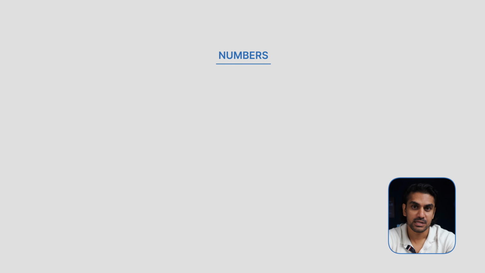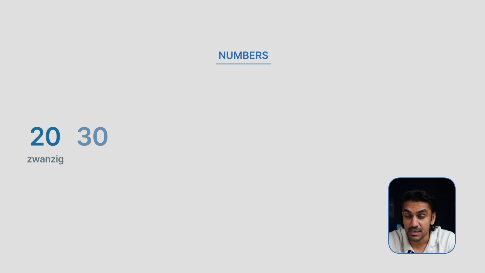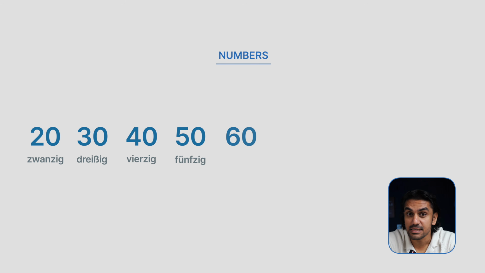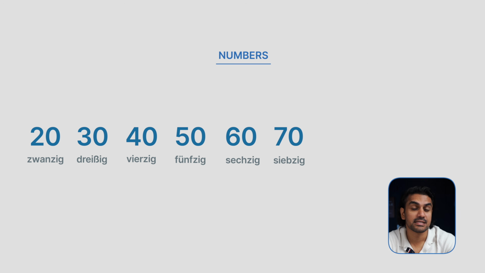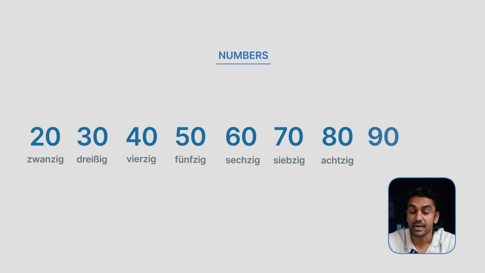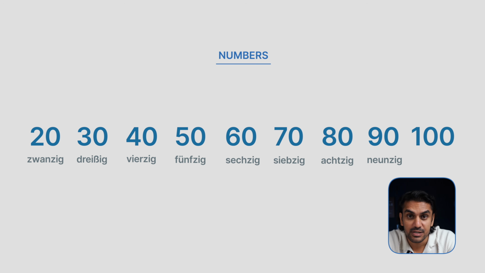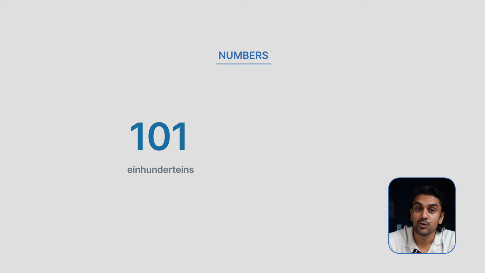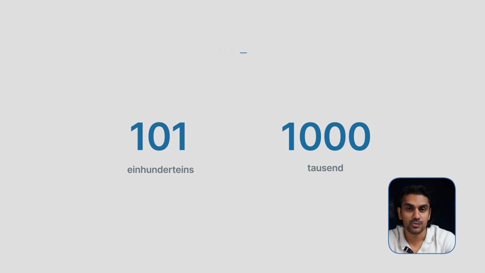Now for the multiples of 10. 20 is zwanzig, 30 dreißig, 40 is vierzig, 50 is fünfzig, 60 is sechzig, 70 is siebzig, 80 is achtzig, 90 is neunzig, and 100 is hundert. A few more useful numbers before we wrap up. 101 is hunderteins and 1000 is tausend. But for now, as a beginner, you don't need to go that far. You will mostly use numbers for everyday things like age, time, and prices. So learning up to 100 is more than enough to get you started.